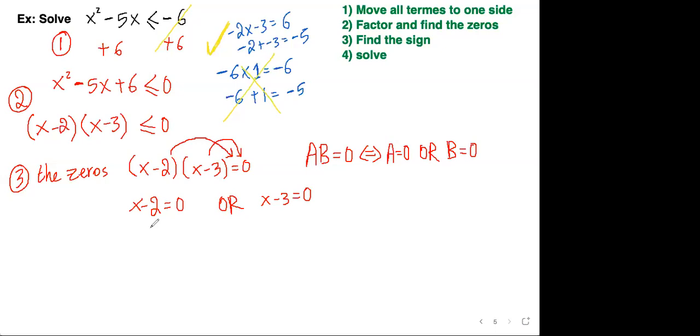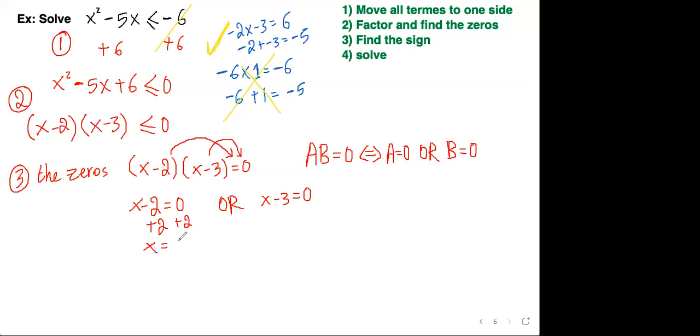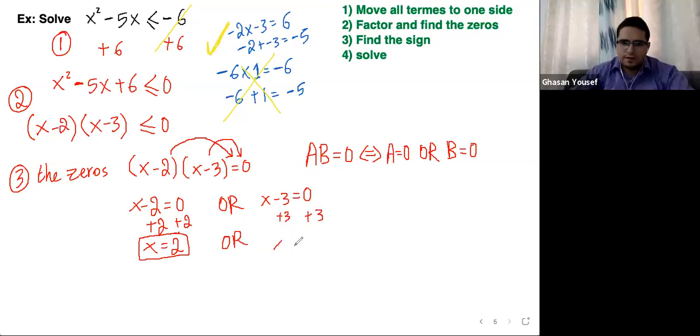You add 2 on both sides. Yes, add 2 to both sides. What do I get? x equals 2. And the second one? Add 3 on both sides, you get x equals 3. This is correct.